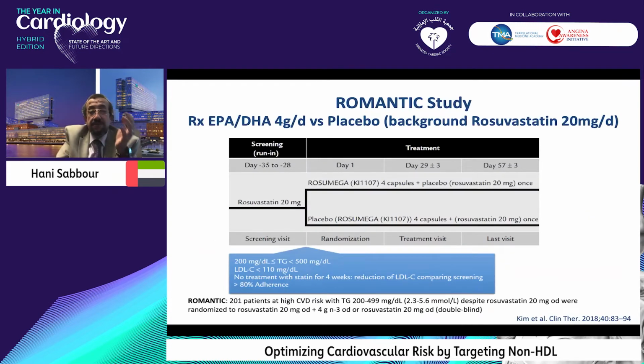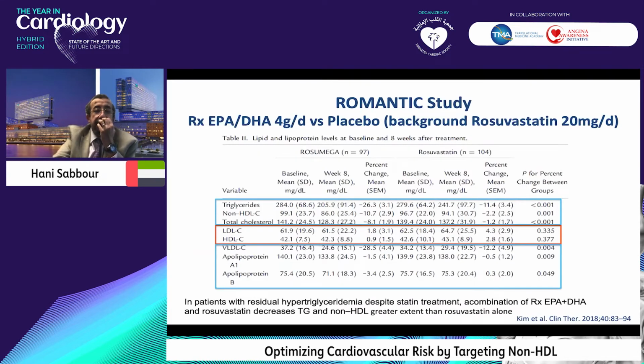This is a study you may not be familiar with. It's called the ROMANTIC study. And they looked at high-risk patients with triglycerides between 200 and 500 on rosuvastatin 20. Omega-3 was given to these patients, and they were followed for about a year. The LDL change was non-significant.